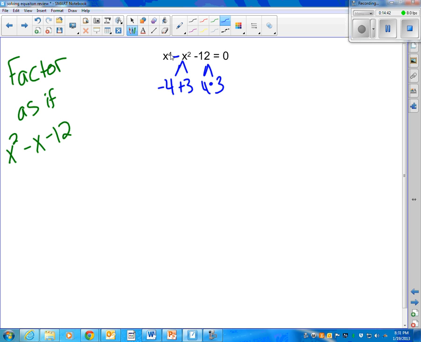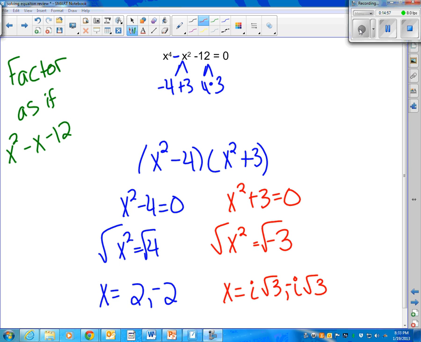The difference now between x to the 4th and x squared is that I have x squared minus 4 and x squared plus 3. Okay, go ahead and push pause and finish factoring. Set each term equal to 0 and solve.